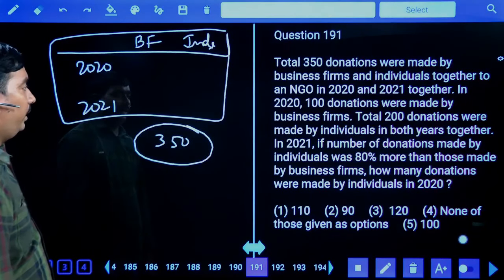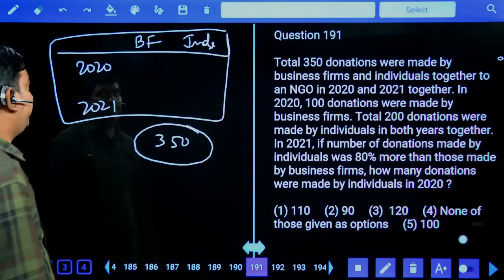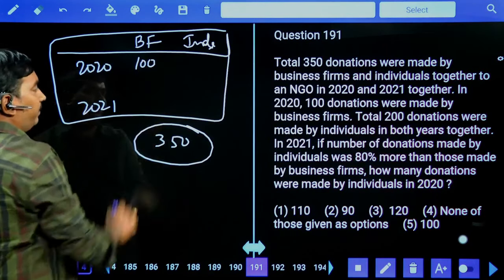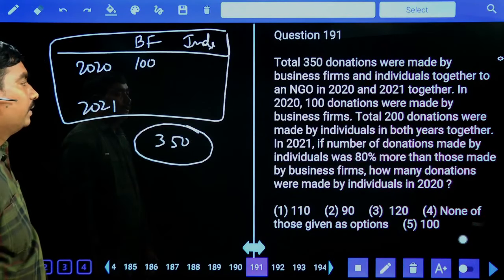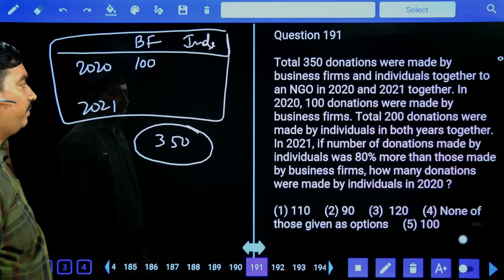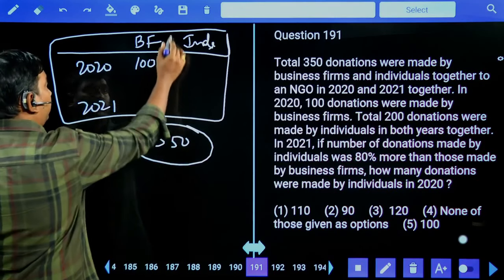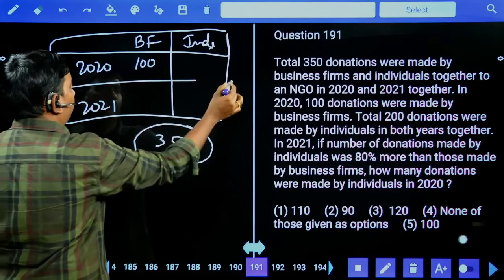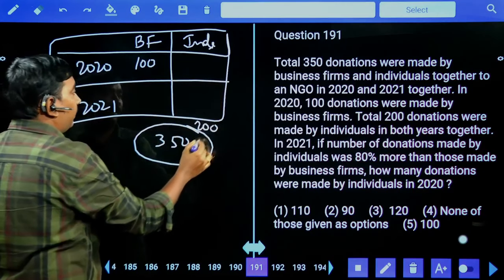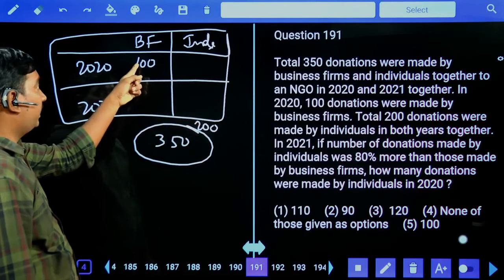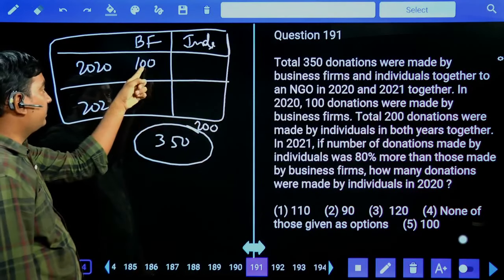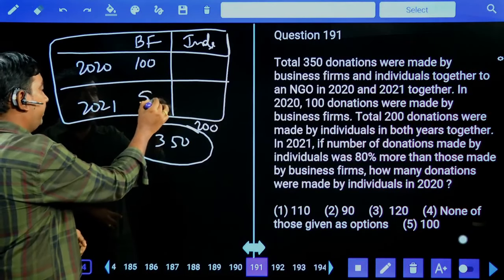In 2020, 100 donations were made by business firms. A total of 200 donations were made by individuals in both years. Here I have 100. 200 plus 100 is 300, so the remaining is 50 here.